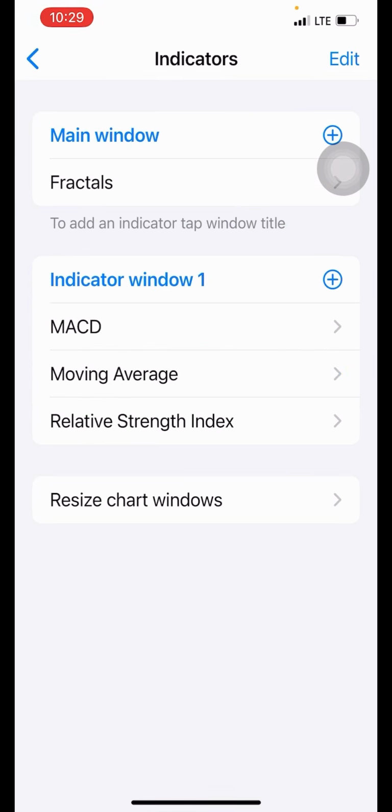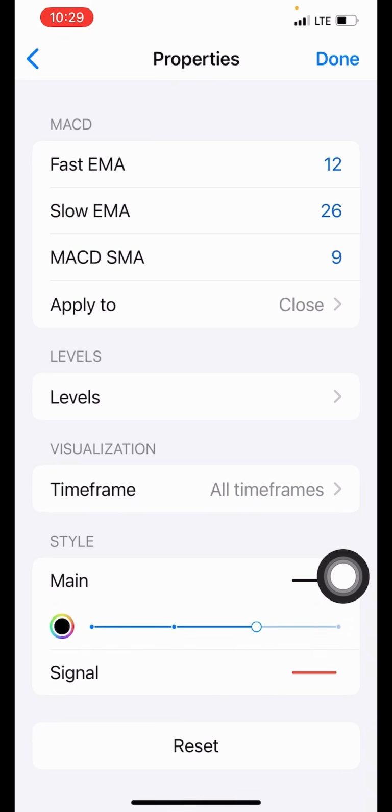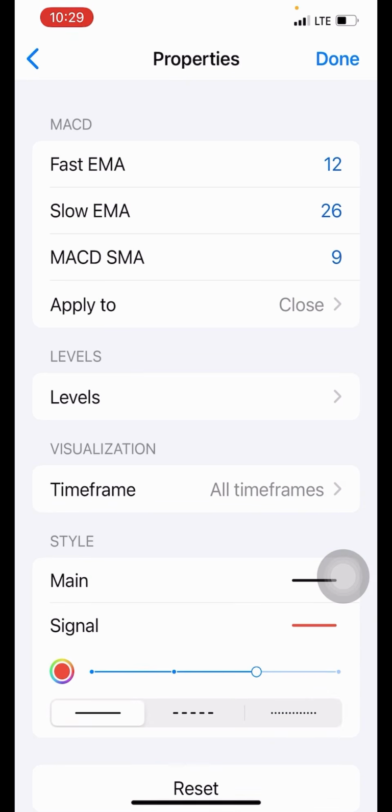The next indicator we have here is the MACD. You are going to be clicking on the main window plus icon here, and then you search for your MACD. Now these are the properties for the MACD. The fast EMA is 12, slow EMA is 26, MACD SMA is 9. Apply it to close. The level, you leave it as it is. Time frame, you leave it as it is. Now on the style here, you are going to make the main color black. The signal, you make it color red. 3 pixels for both of them. After that you click on done.